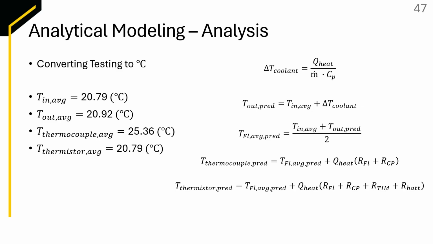Then you can predict the outlet temperature by adding the inlet average temperature to the change in temperature of the coolant. Next, you find the fluid temperature average prediction by adding inlet temperature average to outlet temperature prediction, dividing it by 2. Now you can find the thermocouple temperature prediction by adding fluid temperature average prediction with the battery pack heat multiplied by the sum of resistance of fluid and cooling plate. The thermistor temperature prediction is found using the same equation, except now we add the resistance of the TIM and battery.